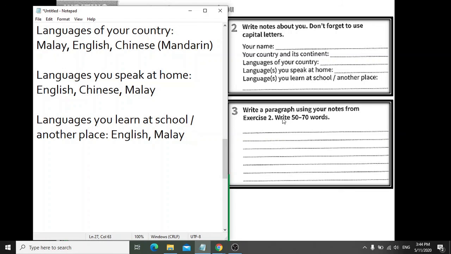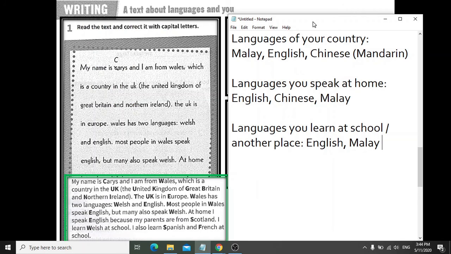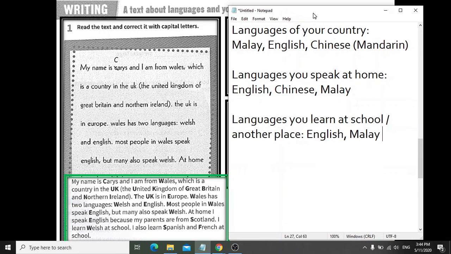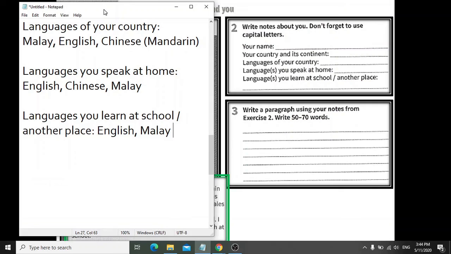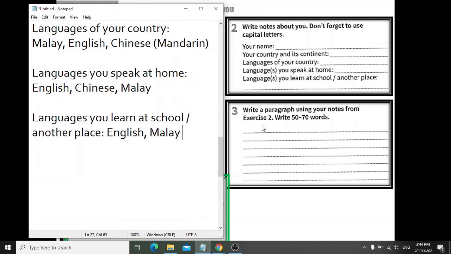Alright, then you can use the sample from the exercise now, this one. You can use this as a model to help you, or you can write one by yourself following the instruction here. Write a paragraph using your notes from exercise 2. Write 50 to 70 words. Okay, so let's look at this one. So first you introduce yourself. Yeah. Okay, and you say where you're from.